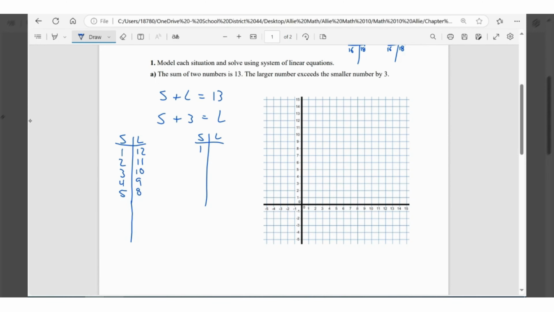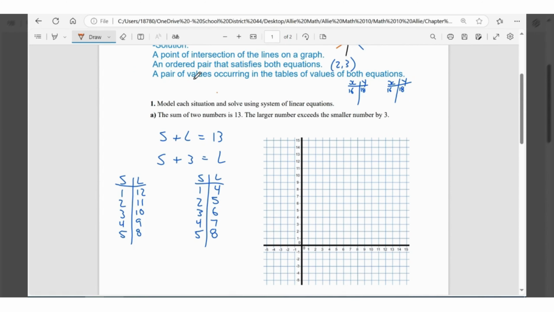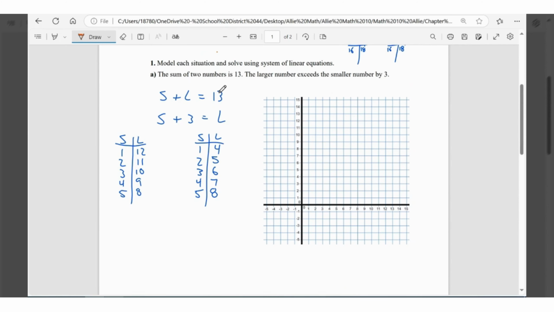Let's do 1 plus 3 is 4. 2 plus 3 is 5. 3 plus 3 is 6. 4 plus 3 is 7. 5 plus 3 is 8. Okay, and now we've done it. We found, just like I said right here, a pair of values occurring in the tables of values of both equations. So we have a solution right here.